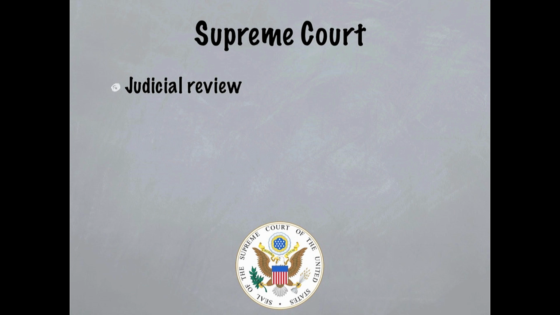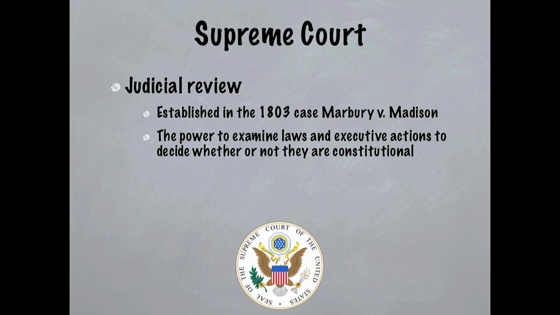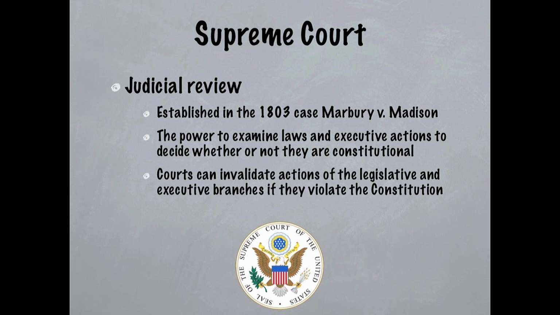Judicial review is an important power of the federal courts, and it is often associated with the Supreme Court in particular. This power was not explicitly given to the federal courts in the Constitution, but rather established by the Supreme Court in the 1803 case Marbury v. Madison. Judicial review means courts can examine laws and executive actions to decide whether or not they are constitutional. Because of this power, federal courts can invalidate or reject actions of the legislative and executive branches if they violate the Constitution.